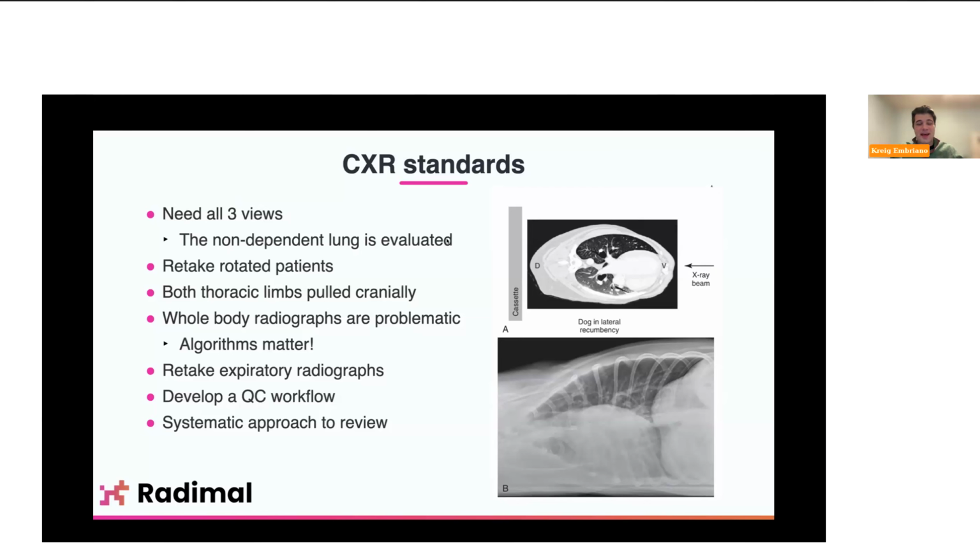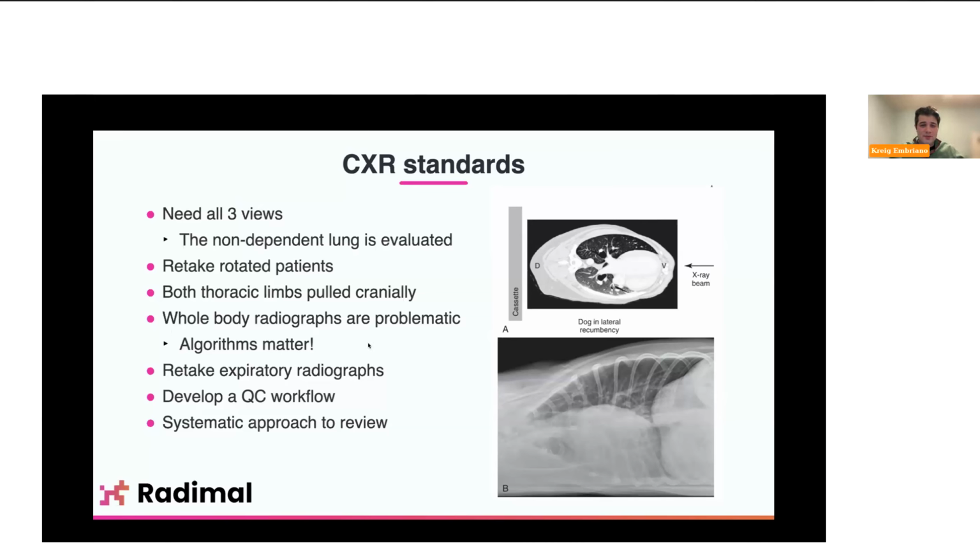There's many other diseases other than metastasis that require 3-view thoracic radiographs for complete evaluation. And so we want to make sure we're doing that every time. Rotated patients can be very problematic. You're often missing portions of the lung, and it makes the anatomy much more confusing and difficult to interpret. That's true not just of thoracic, but also abdominal images. We want to make sure that the thoracic limbs are pulled cranially, because the brachial soft tissues superimposed with that cranial lung field can be problematic, or maybe it's just a sternal lymph node that we can't say is real or not because that soft tissue is in the way.